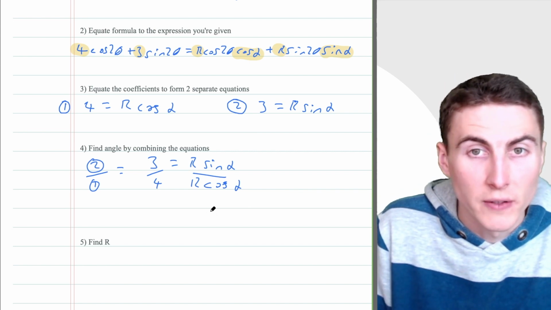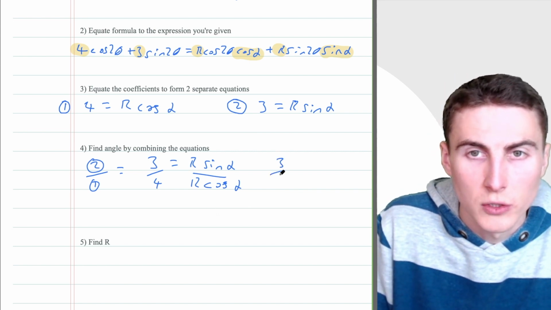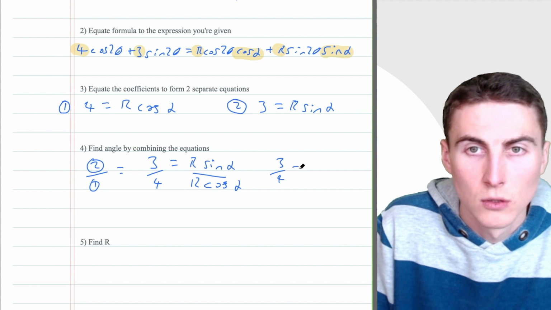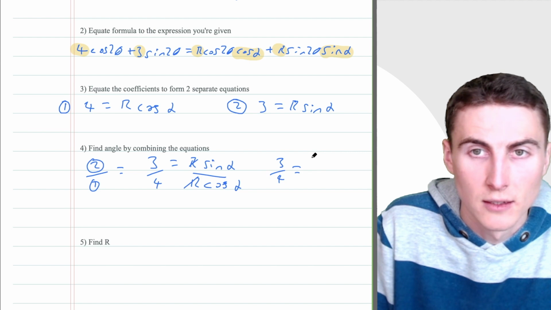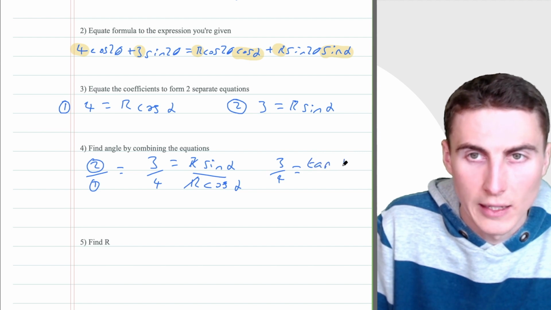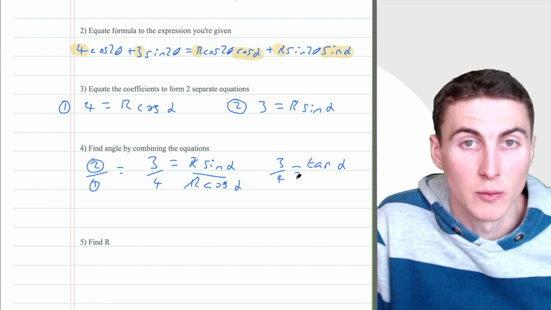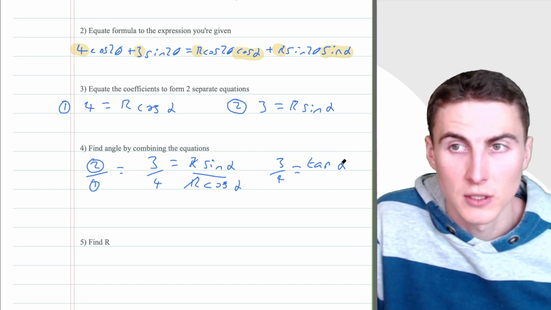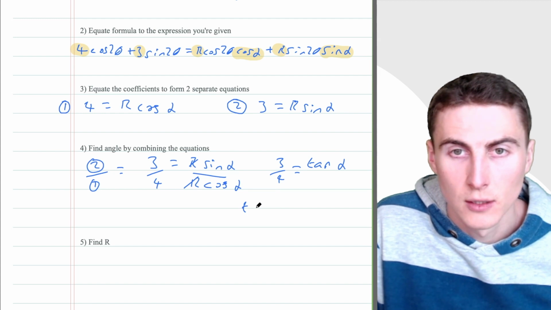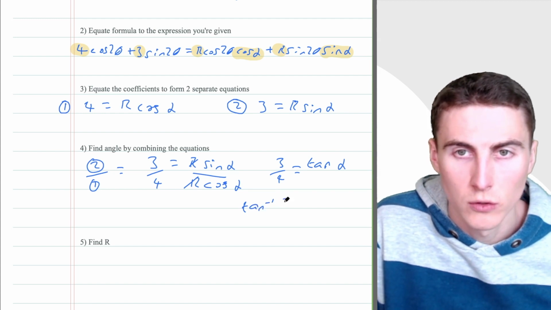And if you think we can simplify that now, so really my 3/4 is going to equal, well, these r's are going to cancel out, and sine over cosine is tan. So my 3/4 is going to equal tan alpha. And there's a really important point. I've combined these 2 equations, and now I can work out what alpha is by doing tan to the minus 1 of 3/4.